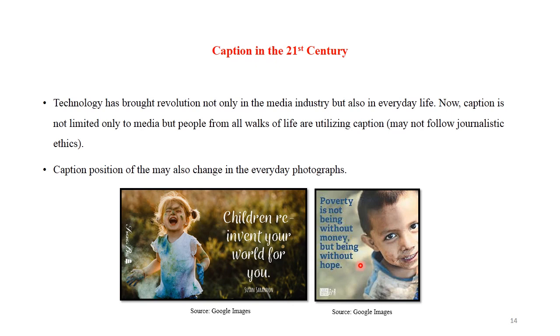And similarly, look at this picture. What do you think about this one? Poverty is not being without money, but being without hope, right? So the main point and purpose of this slide is that we should not stick to the traditional definitions of something, because things have evolved, things have developed, right? And that is the reason that I had this slide for you people.